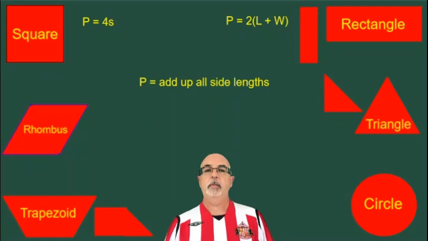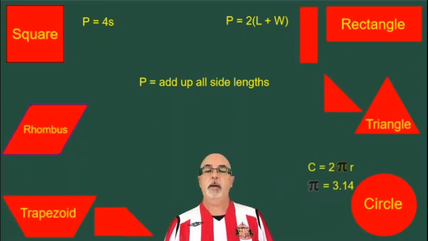Perimeter is the same thing as circumference. We use the word circumference when we talk about the perimeter of a circle. The circumference of a circle is equal to 2 pi r. We have to use the value pi, which rounds to 3.14, and that is the value we use quite often when we need pi in a formula.